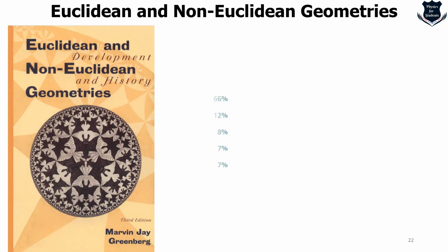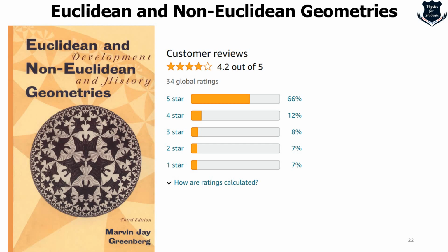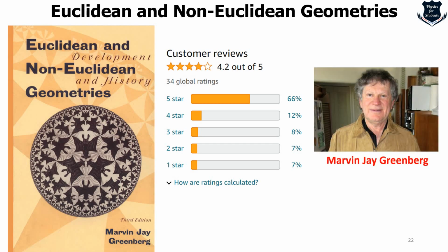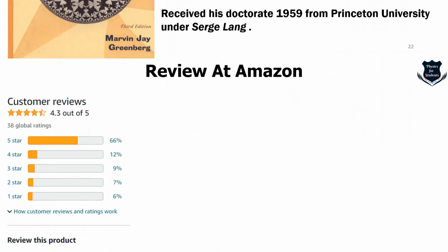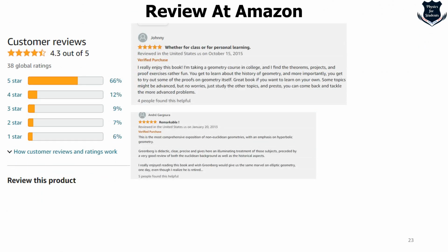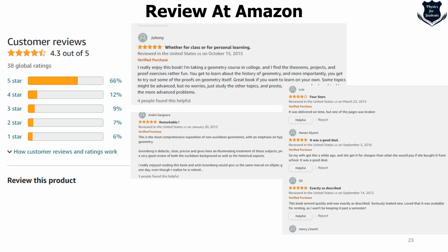Now if I go into the Amazon review, it is 66%, and this is the person, Marvin J. Greenberg, a very famous author from 1959 from Princeton University, and he received his doctorate under the famous Professor Serge Lang. These are some of the reviews which you can check, whether for class or for personal tutoring. Remarkable, and then 4 stars, it was a good deal, excellent as described. So overall you can say that it is a very good book to read.